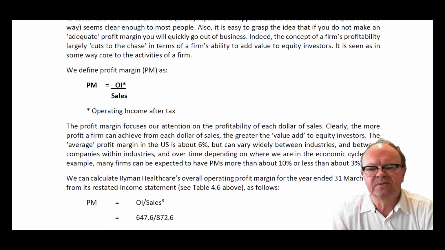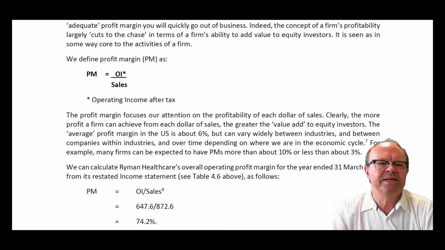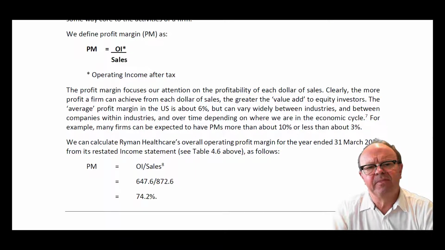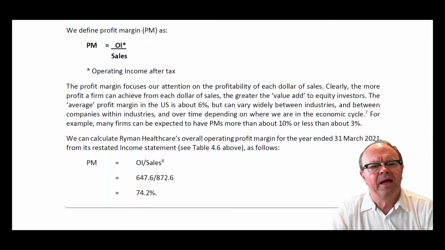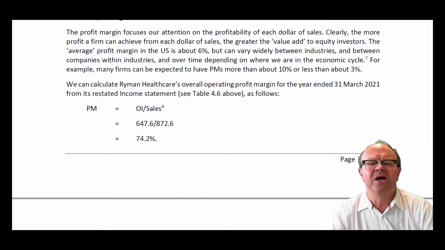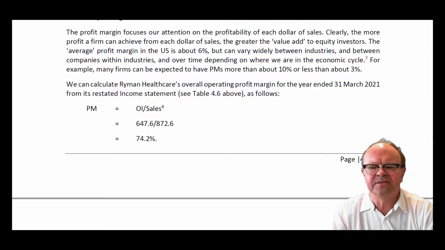Indeed, the concept of a firm's profitability largely cuts to the chase in terms of a firm's ability to add value to equity investors. It is seen as in some way core to the activities of a firm. We define profit margin, PM, as profit margin equals operating income after tax divided by sales. The profit margin focuses our attention on the profitability of each dollar of sales.